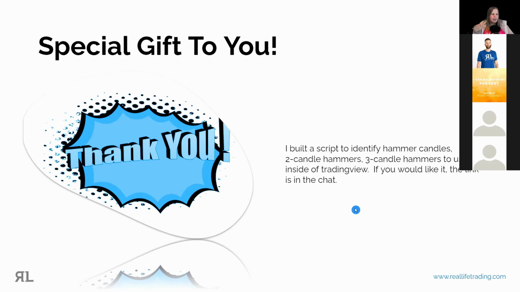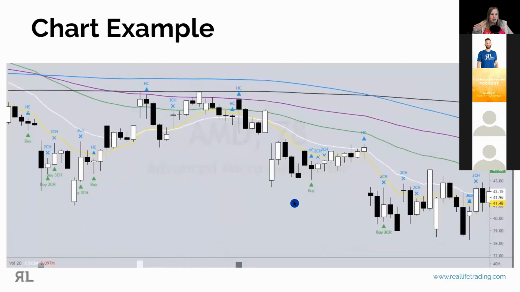Now, when you get to the script, there is some information in the description of what all's in this script, because there's a lot of functionality in it. But if you see, you've got a hammer candle, it says HC. You've got a 2 candle pattern, so it's taking this and this, and then a 3 candle pattern. So it identifies them for you. So if you're using this on a 5-minute chart, you're going to see a 5-minute hammer, a 10-minute hammer, and a 15-minute hammer. If you're using it on a 2-minute chart, you're going to see a 2-minute hammer, a 4-minute hammer, and a 6-minute hammer. If you're using it on a 3, it's a 3, a 6, and a 9, etc. So it works on any time frame.